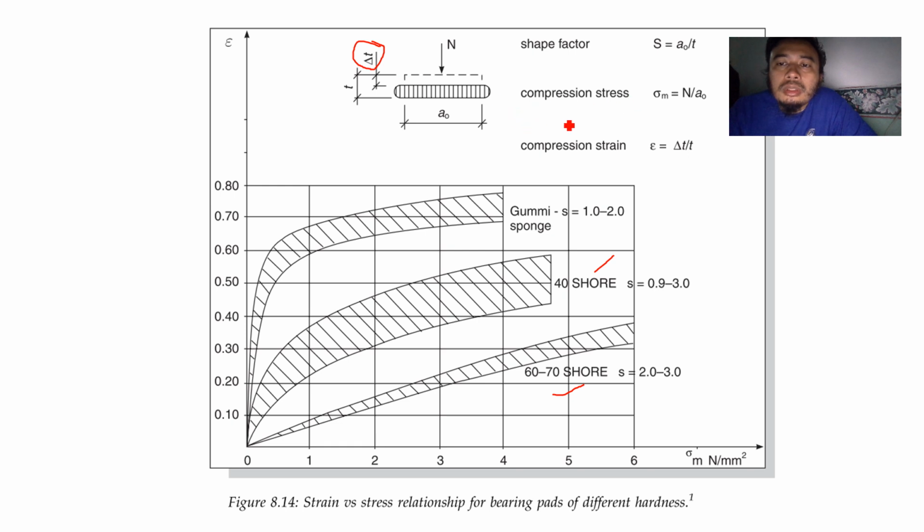So your deformation here, theta t, is based on this strain value, which is delta t divided by t. And then your shape factor is a naught divided by t, and then your compressive stress is normal force divided by a naught, the original area.